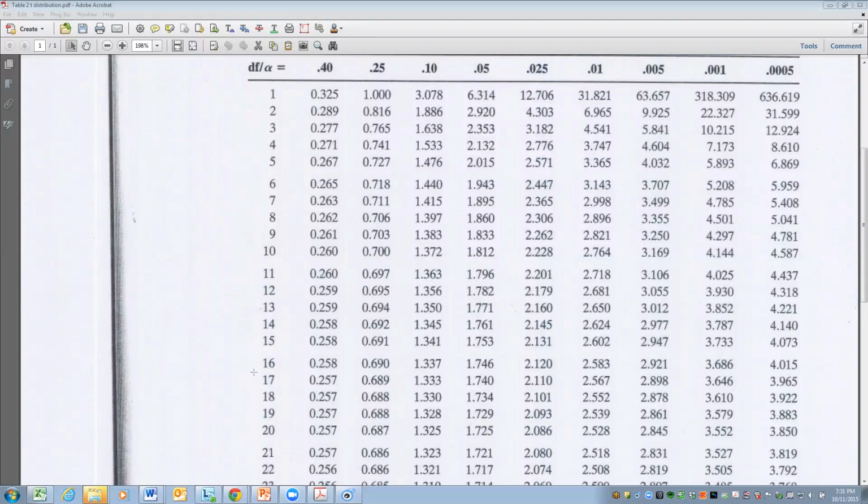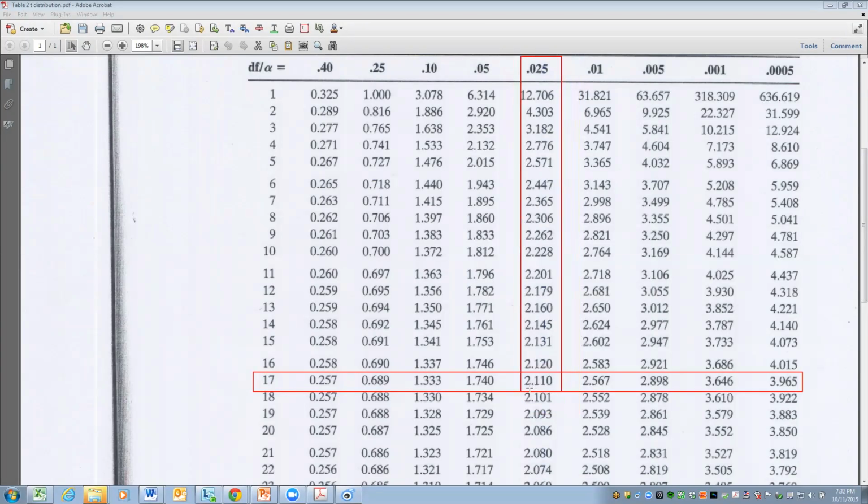In the 17 row, so there's 17 and 0.025, and that gives me a t-value of 2.11. So this is the number of steps that I need to be away before I think there's an issue. And it could go right or left because I'm in a two-tailed test.